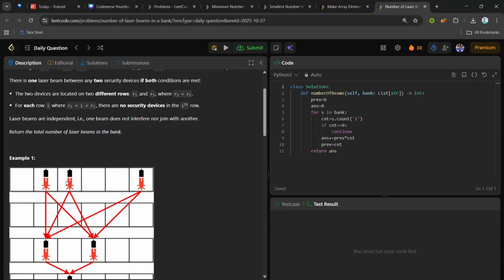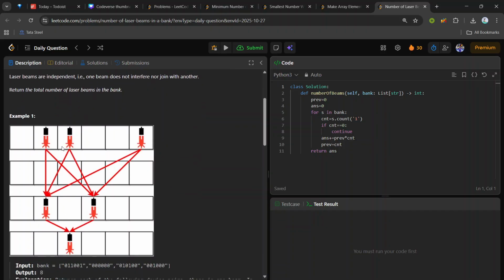So basically it means that for each of the anti-theft devices, to the next row in which there is at least one anti-theft device, for all of them there will be a pair. So the number of laser beams possible will be equal to the number of anti-theft devices in this row multiplied by the number of anti-theft devices in the next row in which there is at least one device. So this is an answer. We will keep adding that. If there is an anti-theft device in the middle row, then it cannot be possible that there is a laser beam between those.